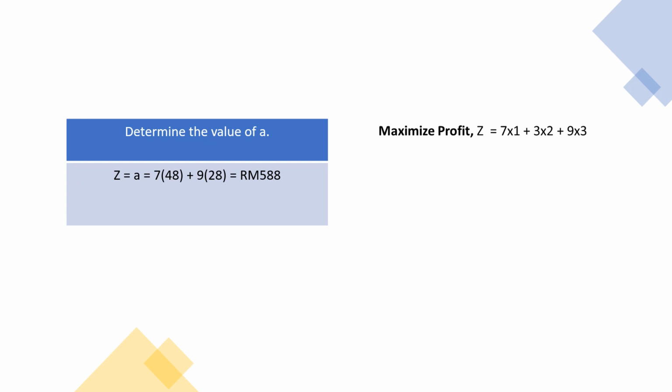Determine the value of A. A is the total profit Z. From the previous slide, the optimal solution is X1 equal to 48, X2 equal to 0, and X3 equal to 28. So to obtain the total profit, we must substitute the values of X1, X2, and X3 into the objective function. So A, or Z, or profit is equal to RM588.